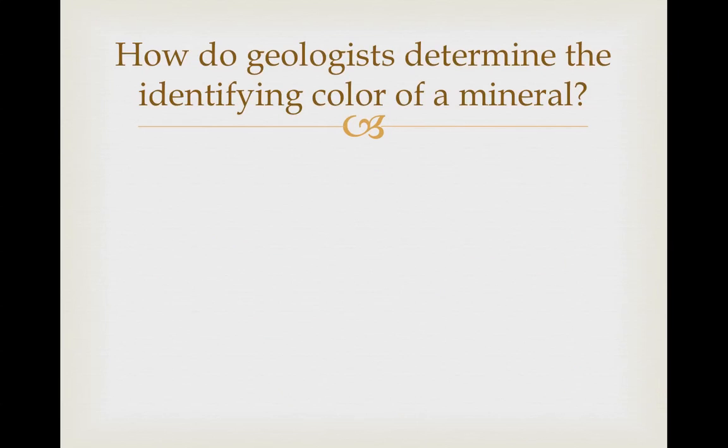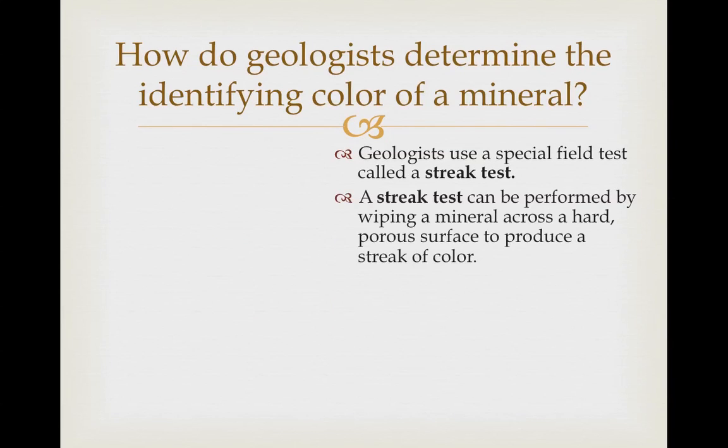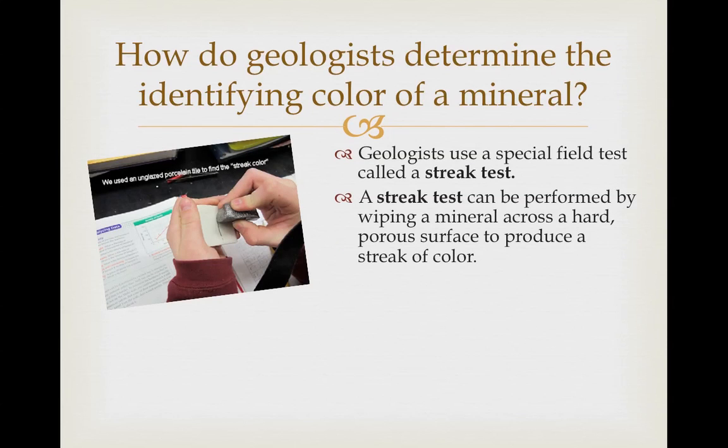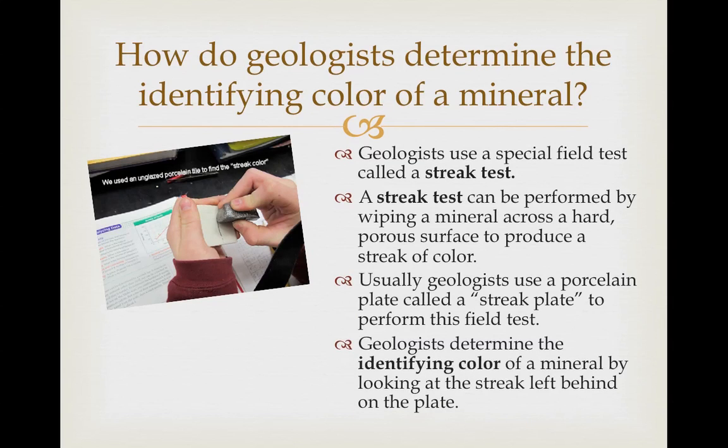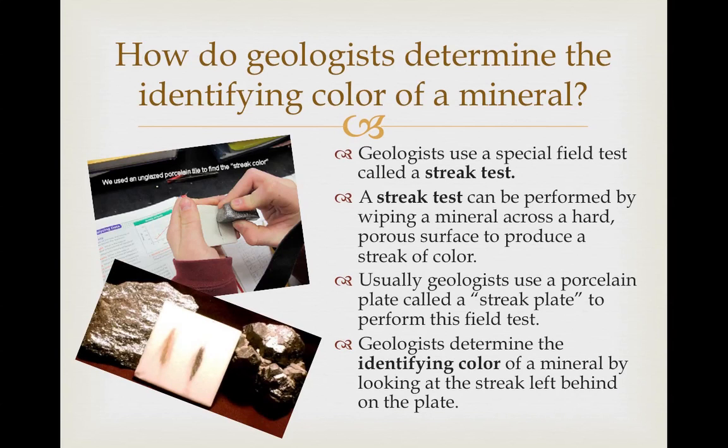So how do geologists determine the identifying color of a mineral? That's a good question. Geologists use a special field test called a streak test. A streak test can be performed by wiping a mineral across a hard, porous surface to produce a streak of color. Usually, geologists use a porcelain plate called a streak plate to perform this field test. Geologists determine the identifying color of a mineral by looking at the streak of the powdered form of the mineral left behind on the plate.